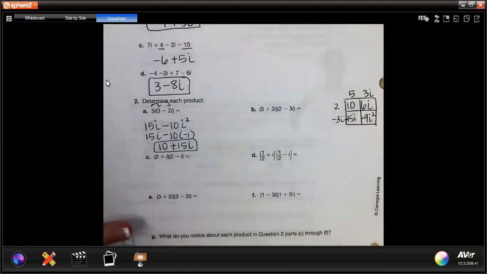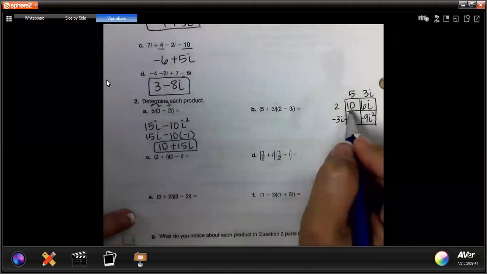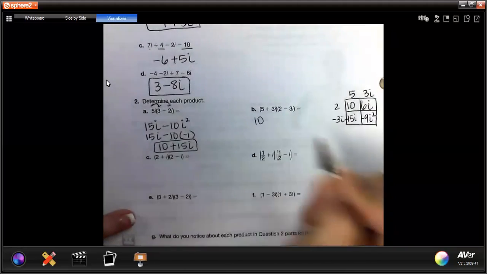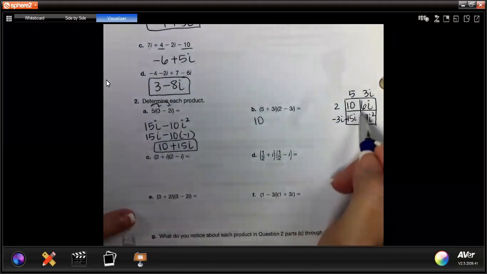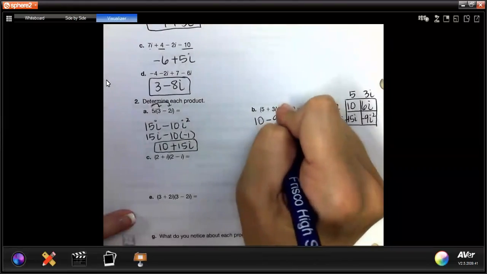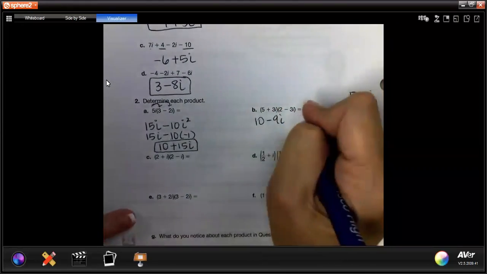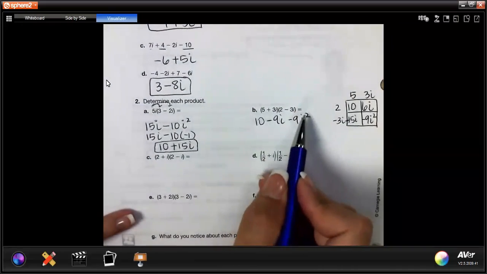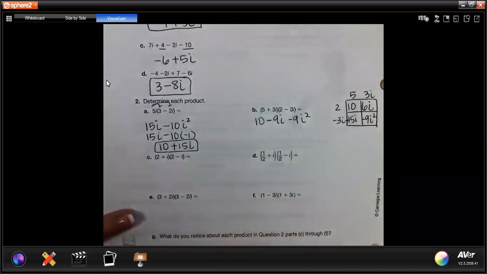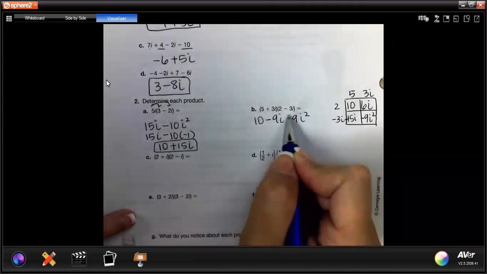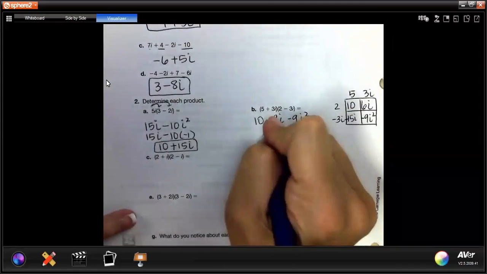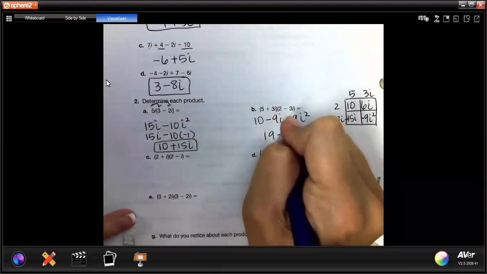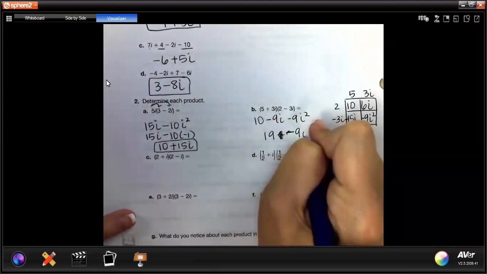When we combine our like terms, we've got a 10 here. These two give us a negative 9i. And this one is a negative 9i squared. Now again, you do not want to leave an i squared because you know that's negative 1. So that would make this a plus 9. 10 plus 9 is 19 minus 9i.